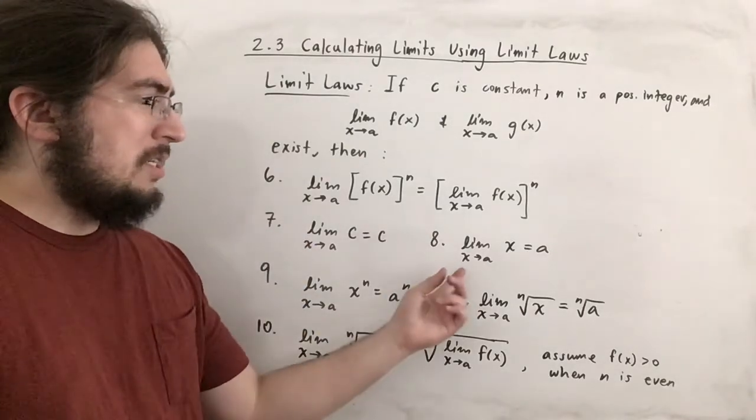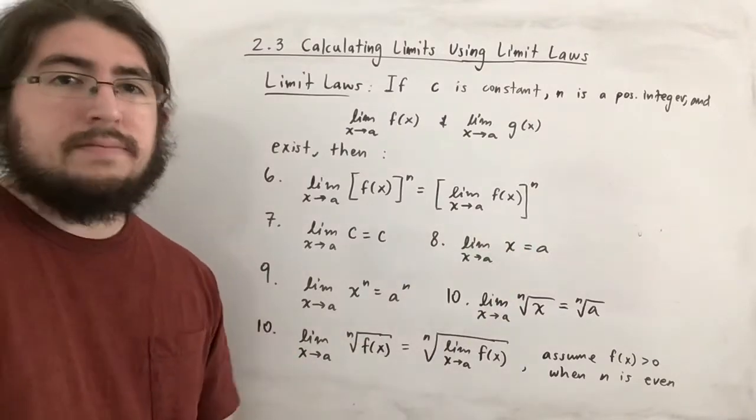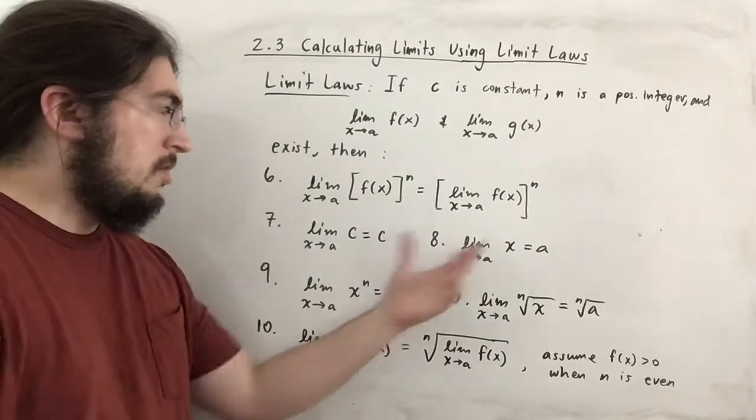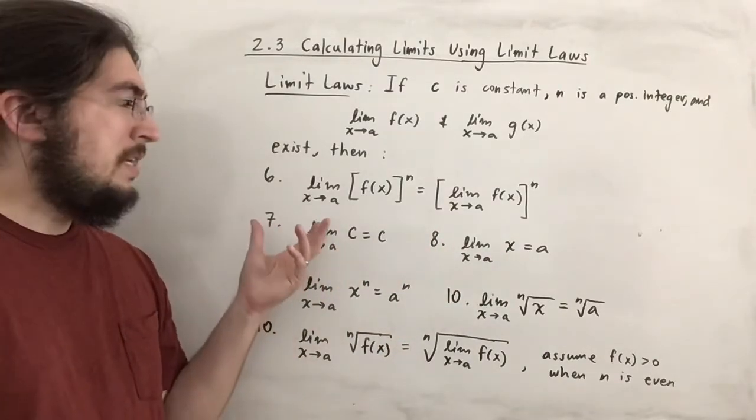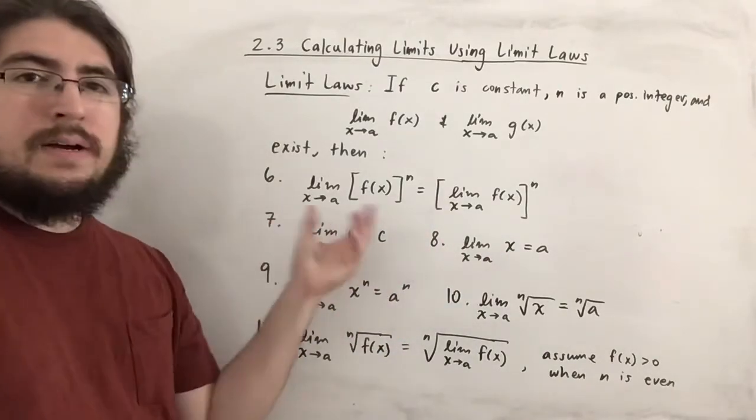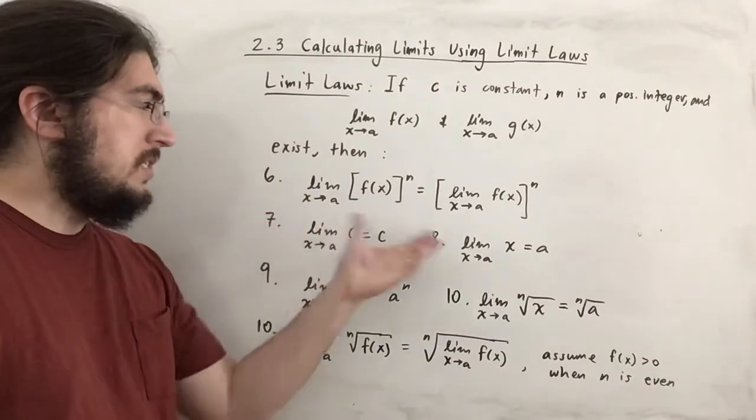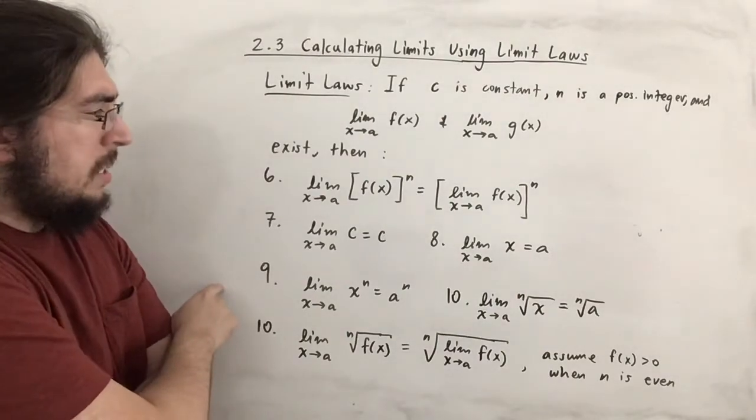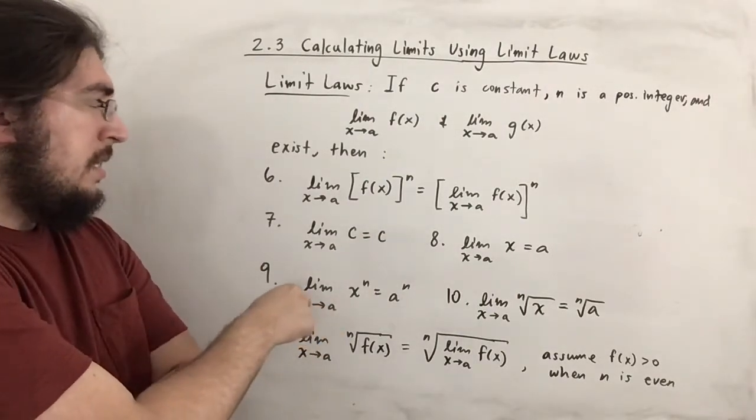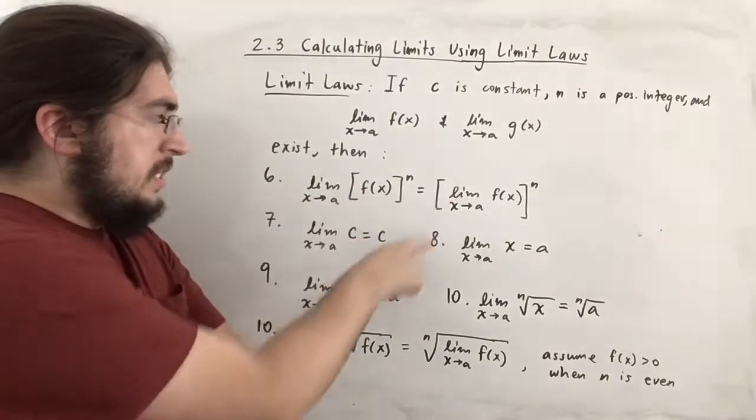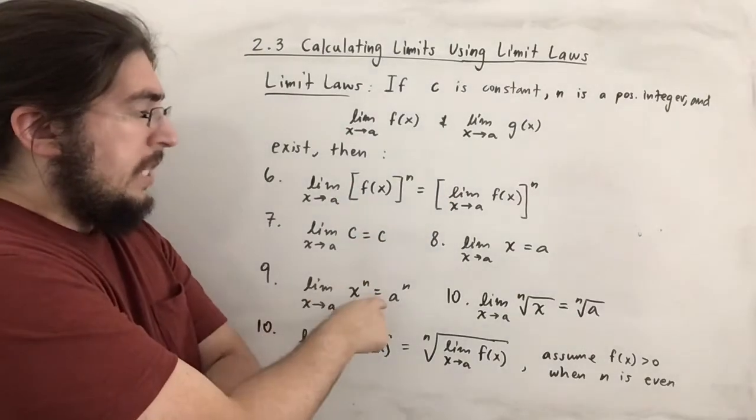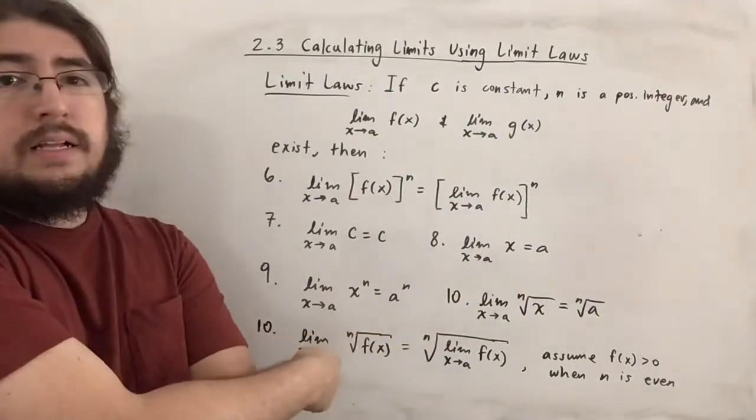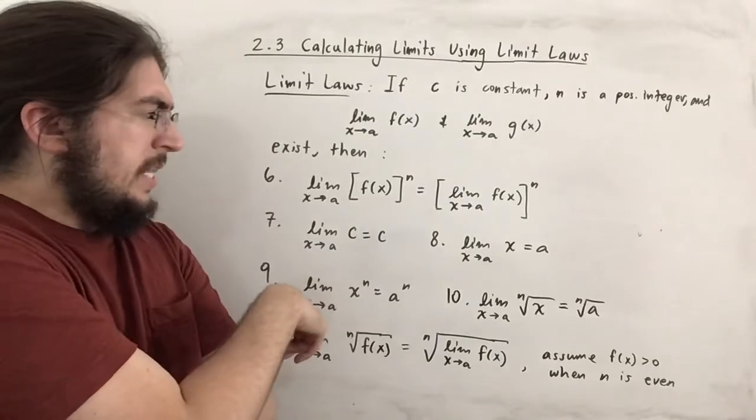8 says as x goes to a, the limit of x is equal to a. So basically this says as x goes to a, x goes to a. Not quite in the same range as far as simplicity, but they're pretty similar. Okay, 9 actually combines 6 and 8. So this basically says that when the function is equal to x, then this approaches a to the n because the limit as x goes to a of x is just a itself. So this is really a combination of 6 and 8.